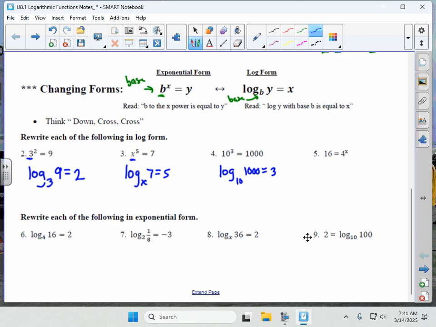All right, now 5 is written a little different. 16 equals 4 to the x. So in this case, you may want to flip this around so it's 4 to the x equals 16. So the exponent is on the left side. All right, so log base 4, and then 16 equals x.